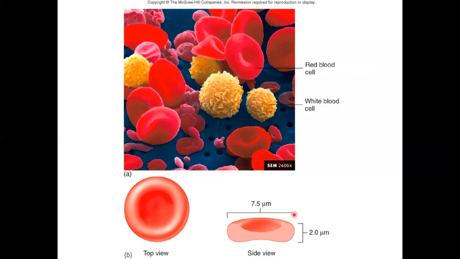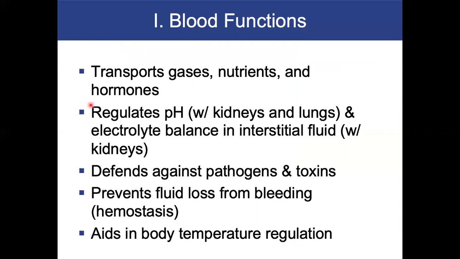Take a look at a red blood cell. 7.5 micrometers and 2 micrometers deep, right? 7.5 micrometers in length and then 2 deep. Pretty small, huh? What's the point of blood, or why do we need blood? Transports gases, nutrients, and hormones. That's pretty obvious, right? We all know that. You need to get oxygen to the tissues and CO2 out.